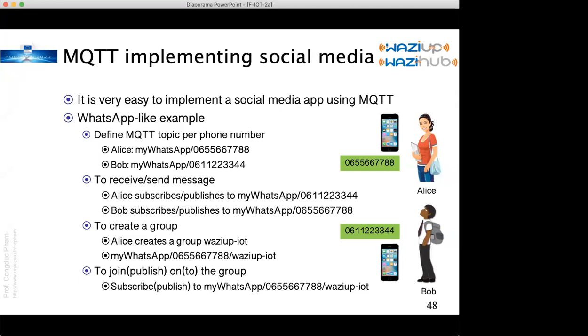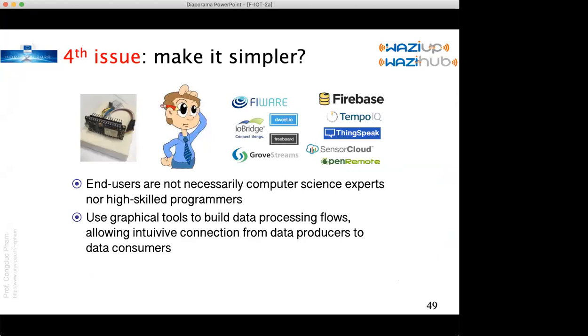Okay, great. So now we know that MQTT is a very well used and very convenient protocol for IoT. Can we make it simpler? Even if I believe the ecosystem right now is much simpler than what existed a couple of years ago, still, can we make it simpler? Because end users are not computer scientists, and there's a lot of graphical tools available. Can we mix IoT with graphical tools?